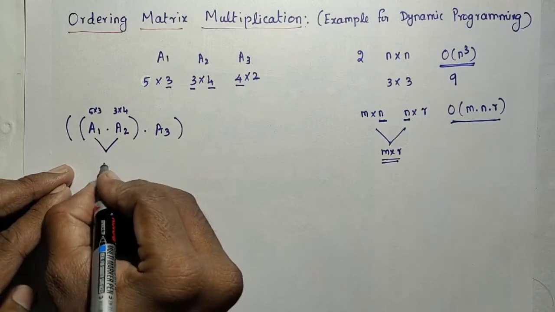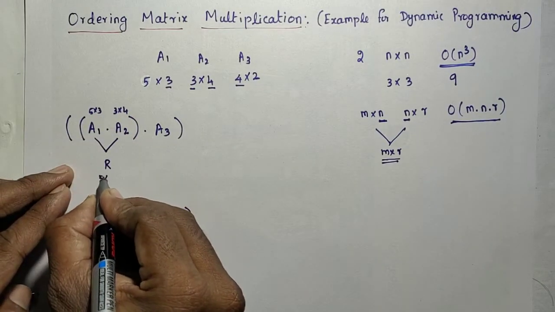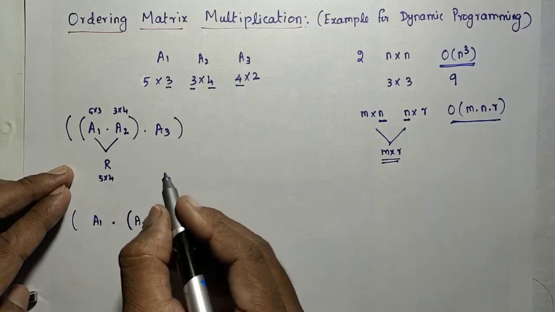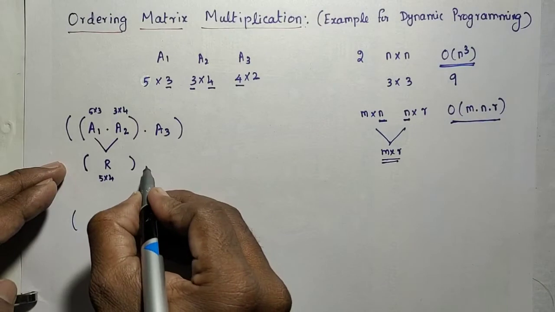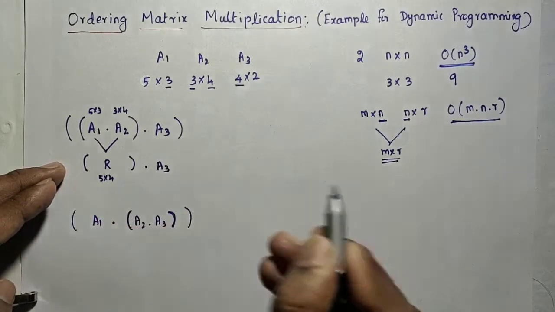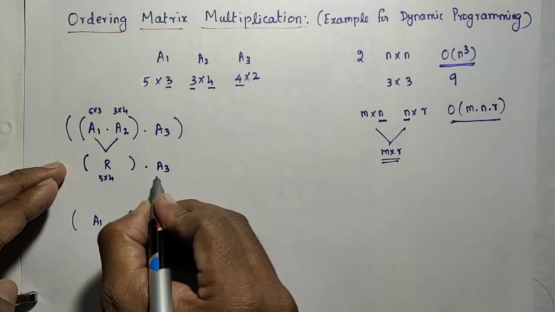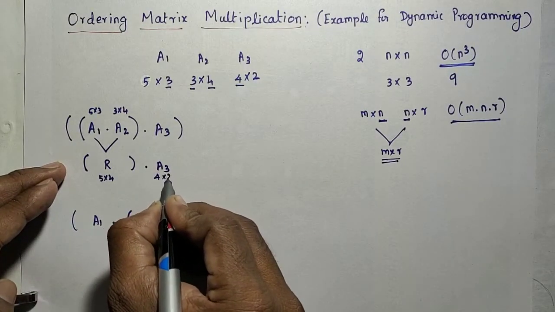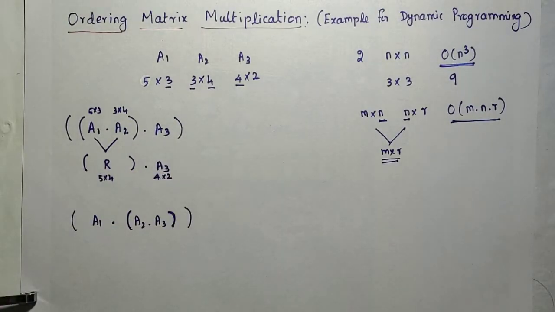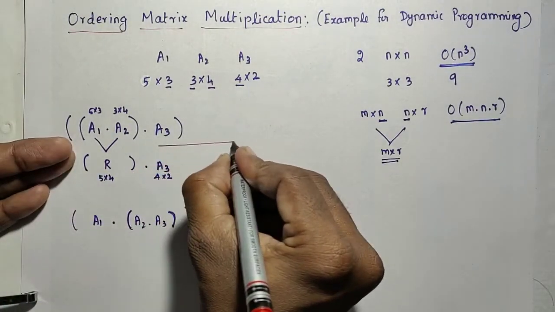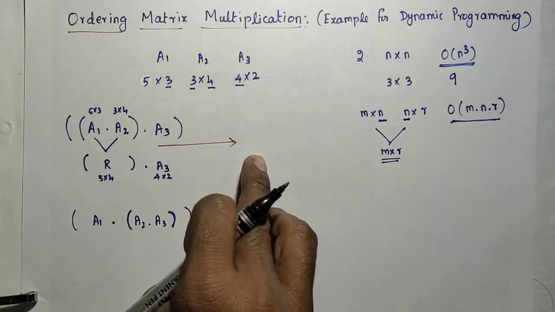Okay, so that R dimension will be what? 5 by 4. Okay, 5 by 4. So that is going to be multiplied with A3. So what is that A3 dimension? 4 into 2. For doing this multiplication, I need how many multiplications? Okay, for doing these two multiplications, I need how many multiplications?